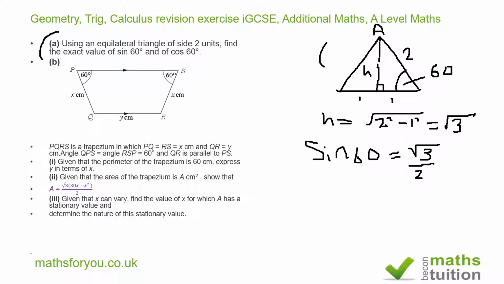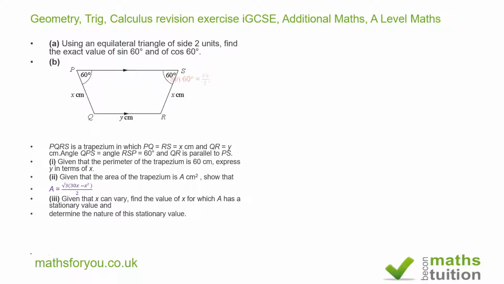Similarly, the cosine of 60 is going to be the adjacent divided by the hypotenuse, and the adjacent in this case is 1. So in effect, cos 60 would be 1 divided by 2. And that's the answer I require for the first part, and for that, you get 3 marks. Okay? So our answer will then be that sine 60 is root 3 over 2, and the cosine 60 is a half, 1 over 2.